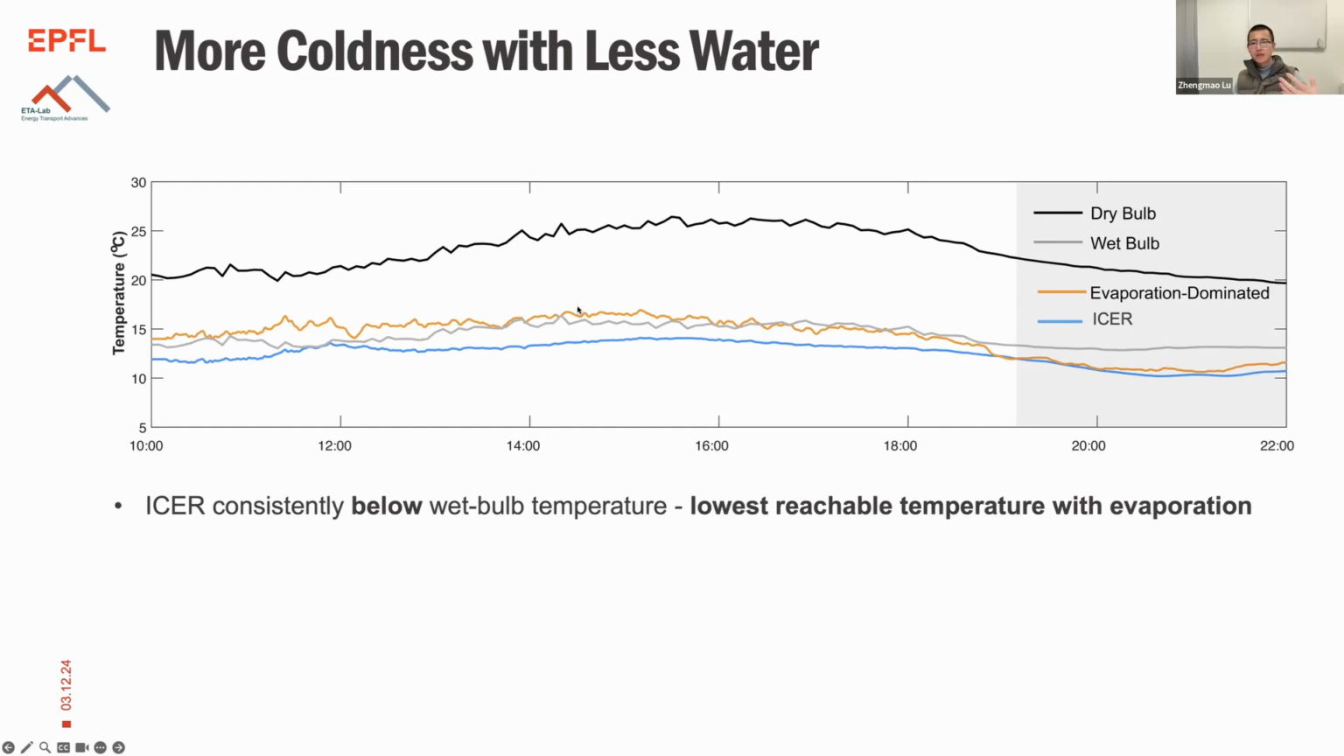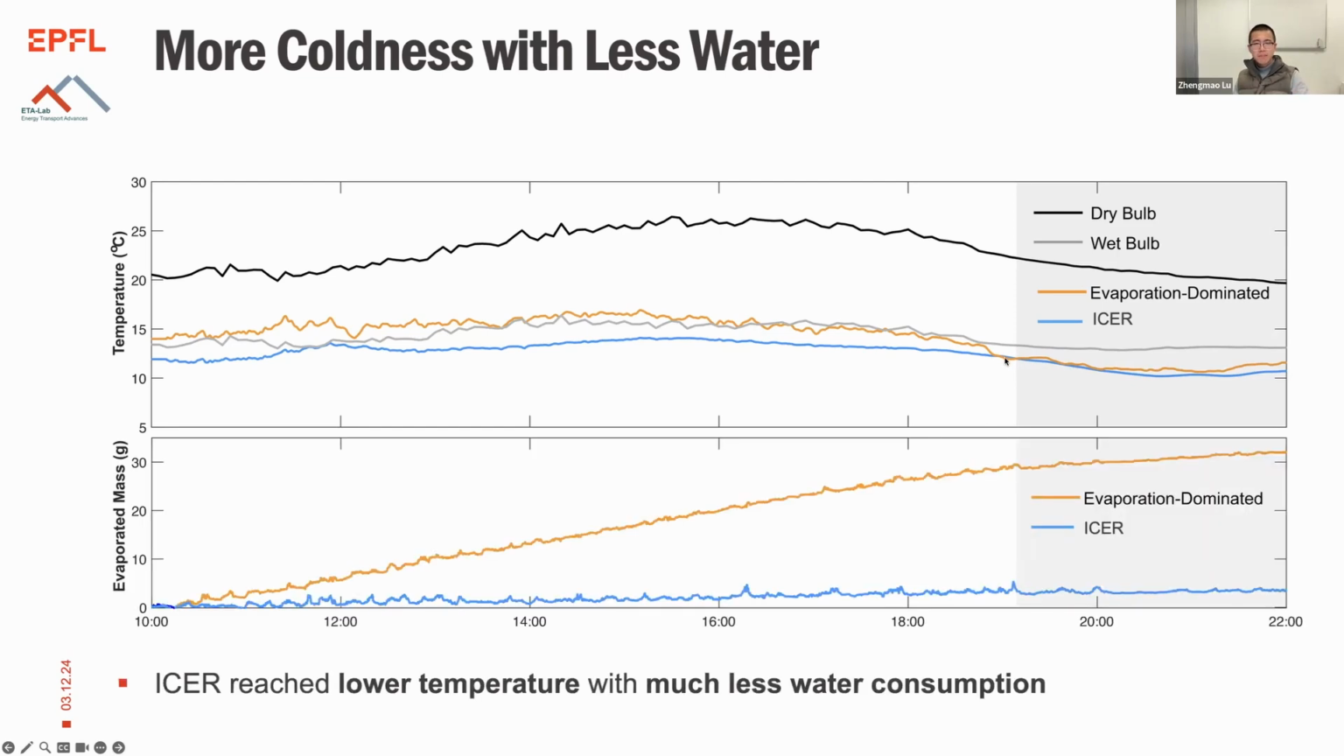So it's certainly better than pure evaporation. And compared to the orange sample, the temperature difference is not that much. Actually, it diminished during the night. But if you look at the water consumption, the ICER can reach lower temperature even with less water consumption. So this is like having your cake and eating it too. So this is what gets us very excited. So this graph shows the advantage compared to an evaporation dominated approach.